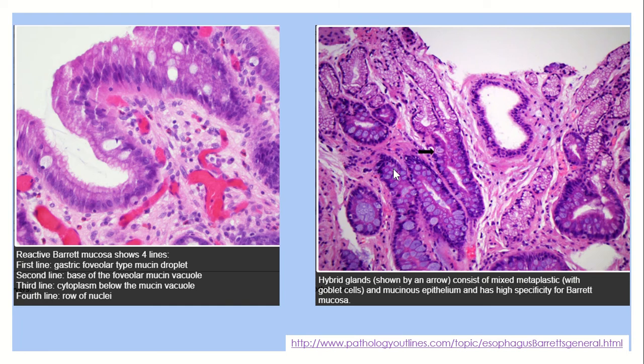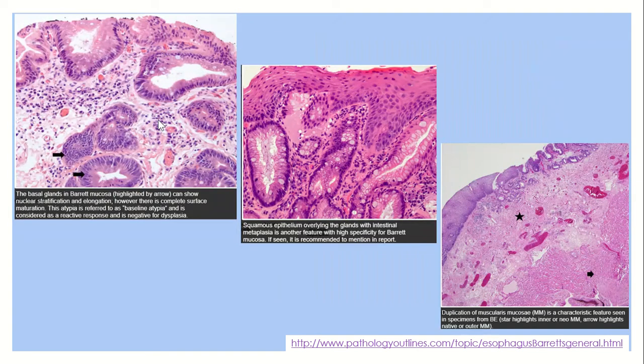Then in Barrett's mucosa we can also find hybrid glands that consist of mixed metaplastic goblet cells and mucinous epithelium, and they have high specificity for Barrett's mucosa. Another histologic feature is the basal glands in Barrett's mucosa, where we can show nuclear stratification and elongation.